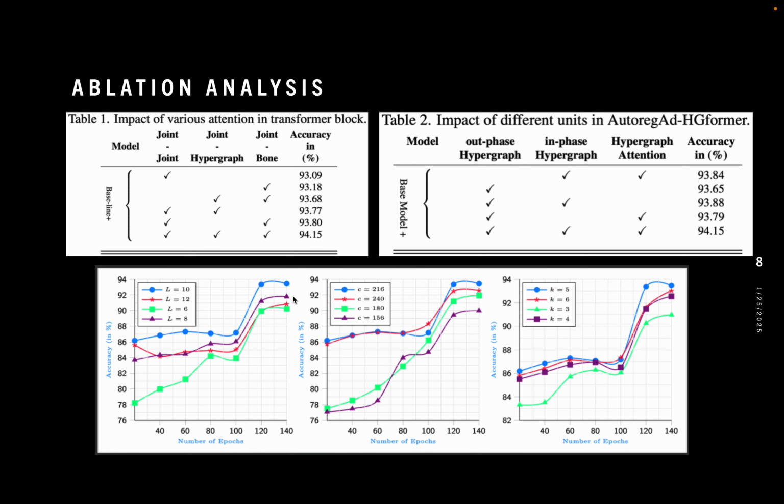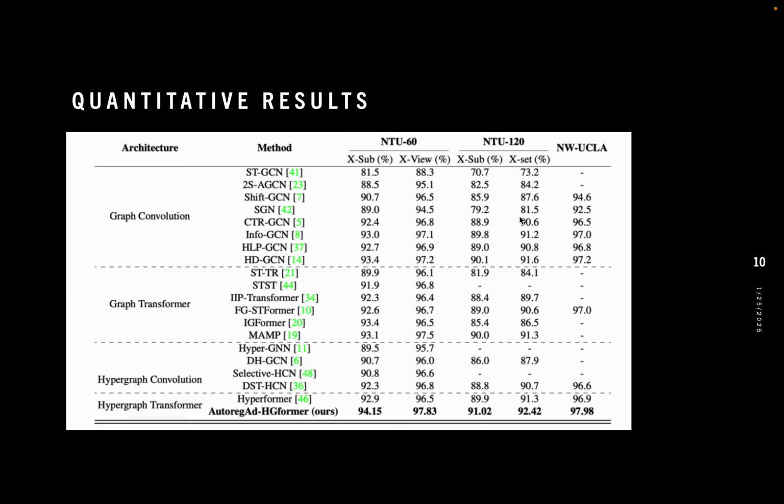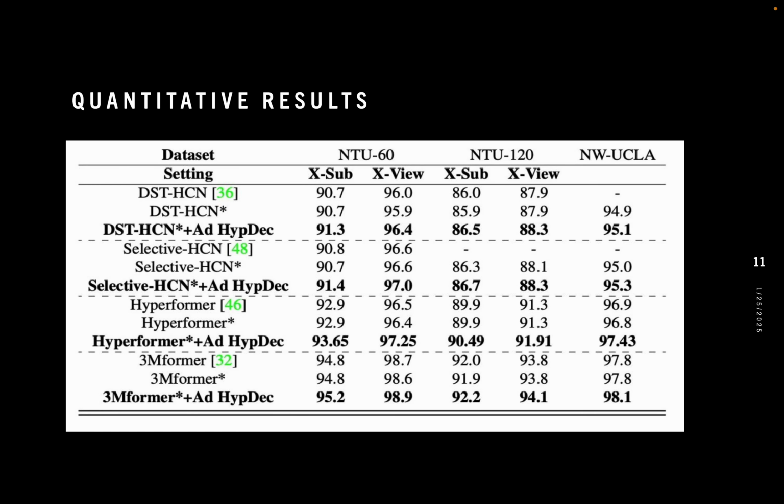Some of the ablation studies we have done: with different attention mechanisms, we have measured the incremental increase in accuracy, and with the different updating hypergraphs, we have measured the incremental increase in accuracy. We have this ablation analysis, and this shows how our approach beats the previous approaches in different hypergraph convolution or graph transformer methods.